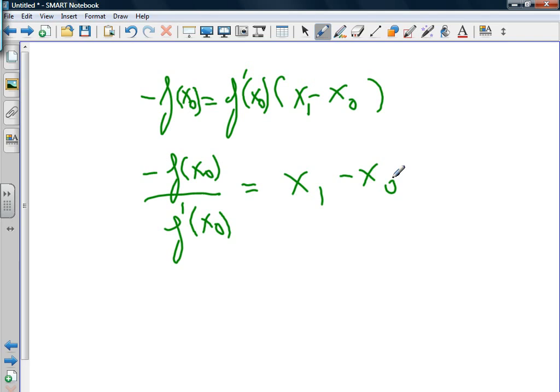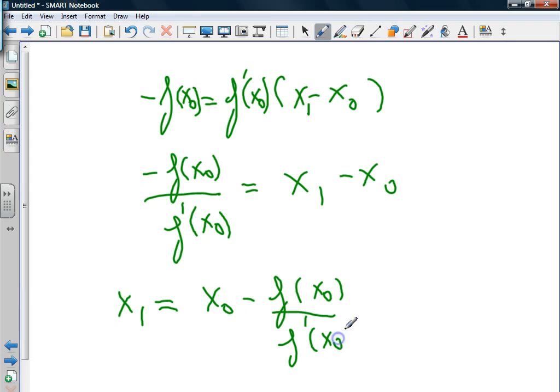So one more step, how to get x1 alone. That's what I want to know. What's x1? Add x0 to both sides. So what's x1? x1 is x0 minus f of x0 over f prime of x0.